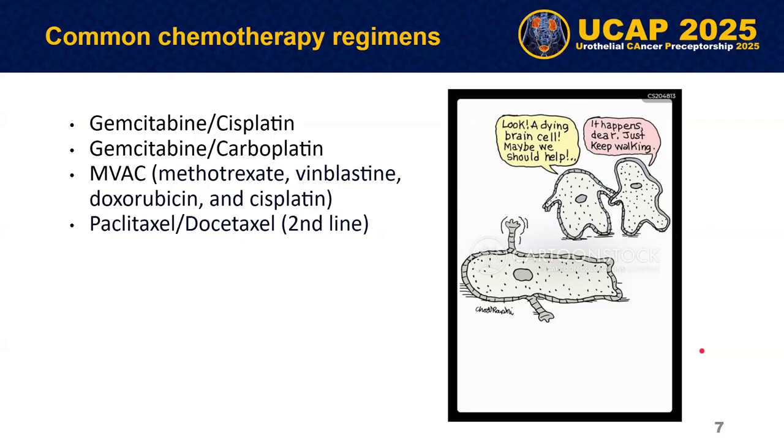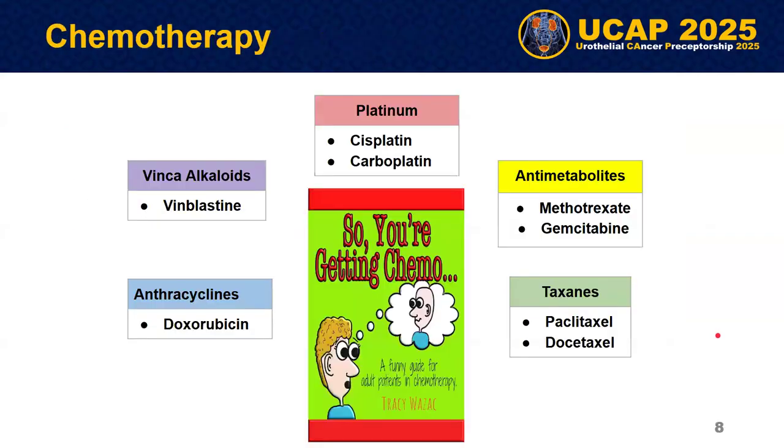So the common regimes used are gemcitabine cisplatin, gemcitabine carboplatin, MVAC, or a combination of methotrexate, vinblastine, doxorubicin, and cisplatin, paclitaxel, and also docetaxel. To be honest, MVAC is not really commonly used as this regime can be quite toxic and hard to administer to patients. So I've classified these into 5 main groups, being anthracycline, vinca alkaloids, platinum, antimetabolites, and taxane. By understanding these main classes, you are able to understand the mechanism of action better.